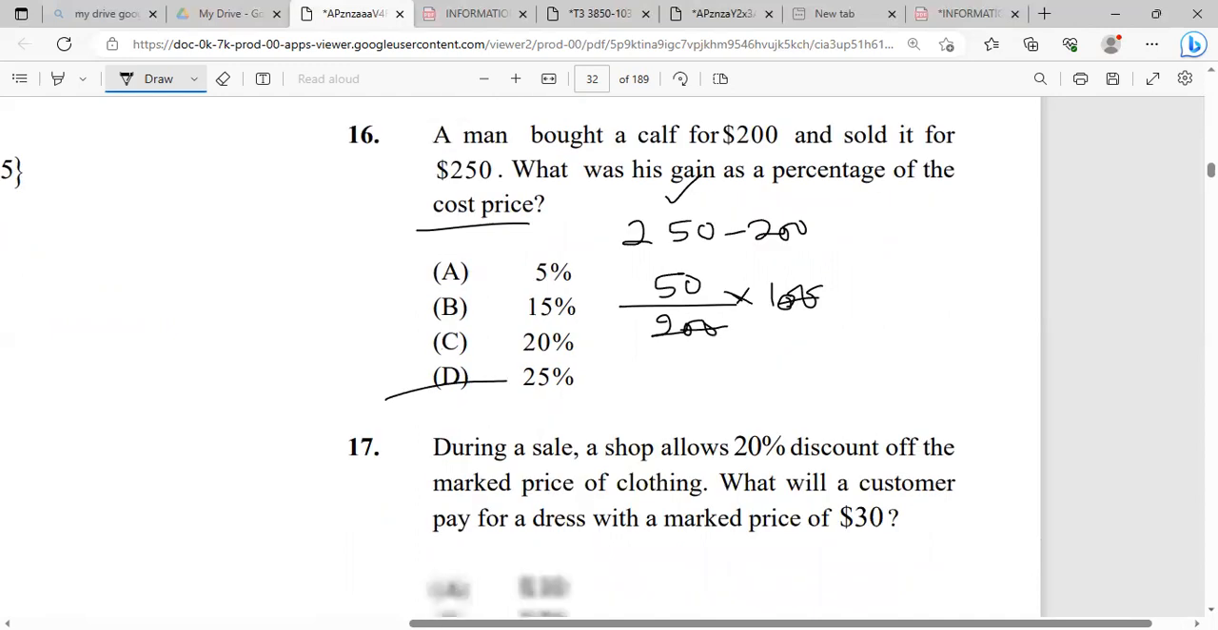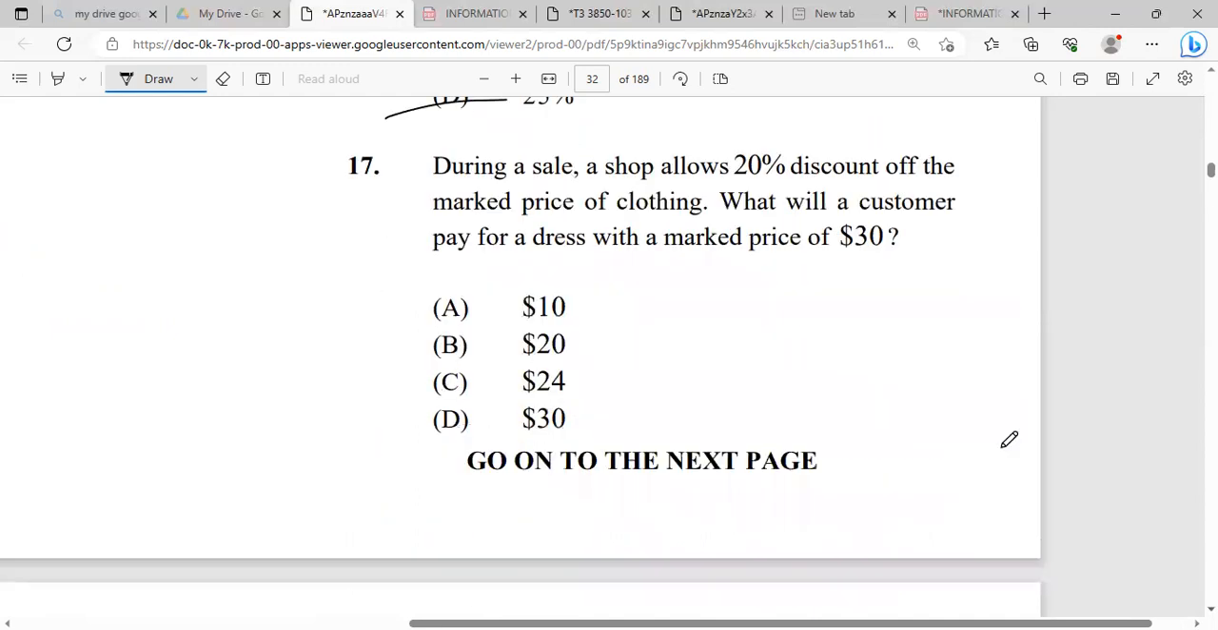All right, let's move to 17. During a sale, a shop allows 20% discount off a marked price of clothing. Women, I know you guys love this, shopping for clothing. What will be the customer's fee for a dress marked $30? So all we have to do is find 20% of $30. And we know that it's a discount, very important.